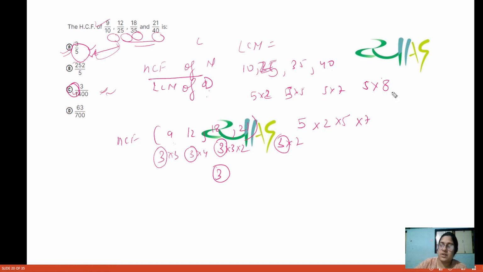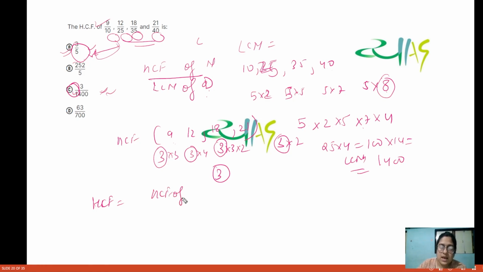We have 1 5. So we can take this 8 here. Okay, so we already have 1 2. So let us take 2 more 2. So let us take 4. Now 25 into 4 is 100, and 100 into 14 is what? 1400. So this is the LCM you are getting. So HCF of these fractions is equal to HCF of numerators upon LCM of denominators.